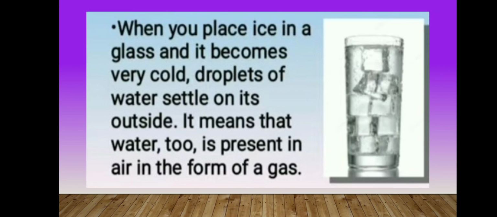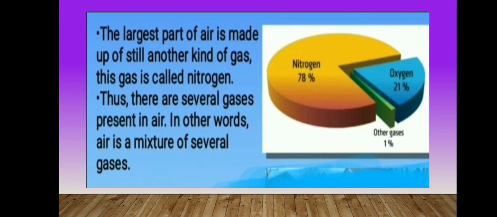Now look at this experiment. When you place ice in a glass and it becomes very cold, droplets of water settle on its outside. It means that water too is present in the air in the form of gas. The largest part of air is made up of still another kind of gas. This gas is called nitrogen. Thus, there are several gases present in air. In other words, air is a mixture of several gases.